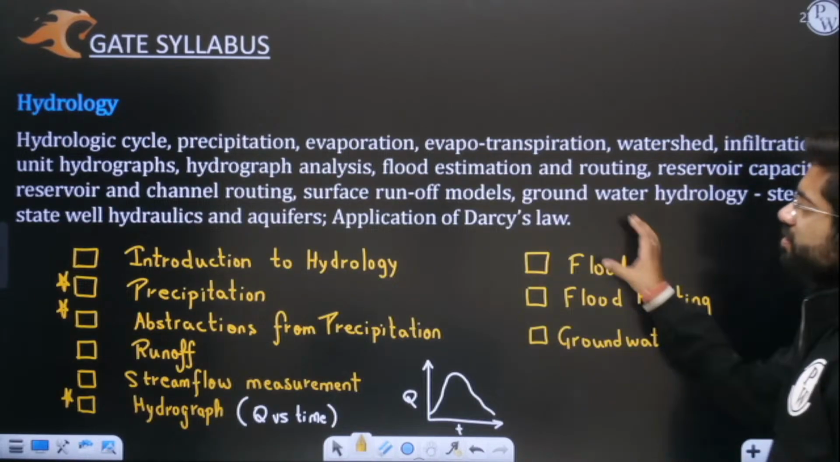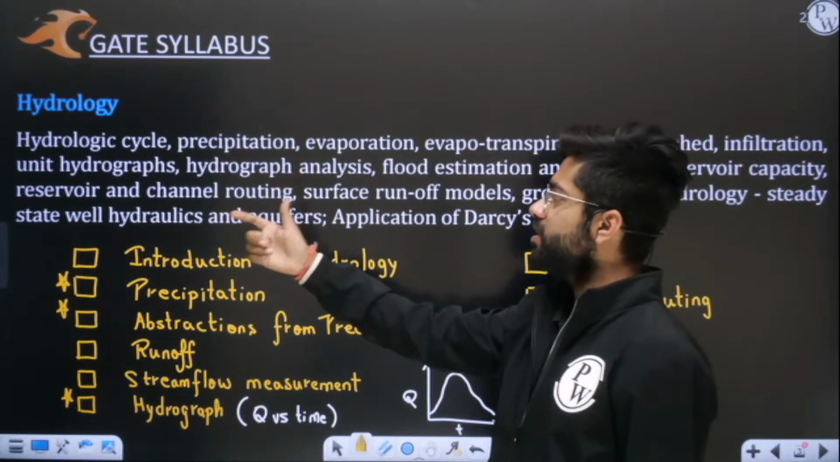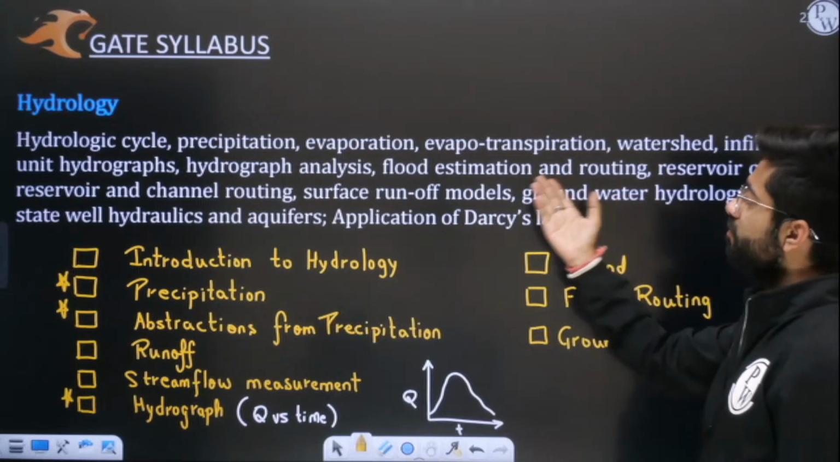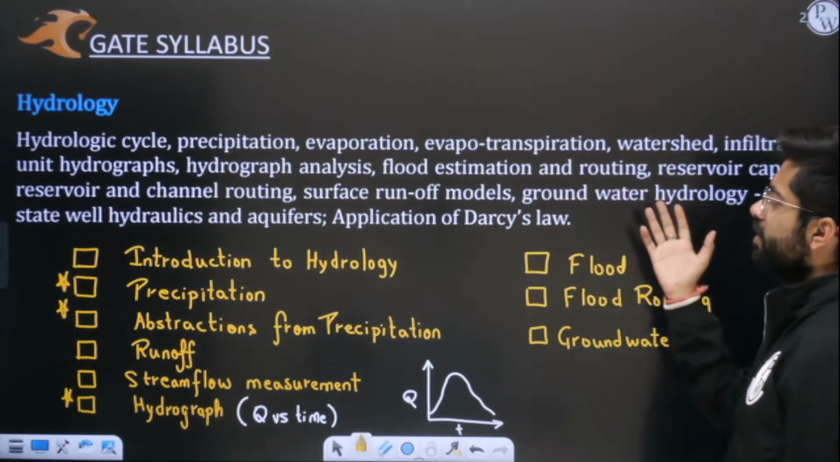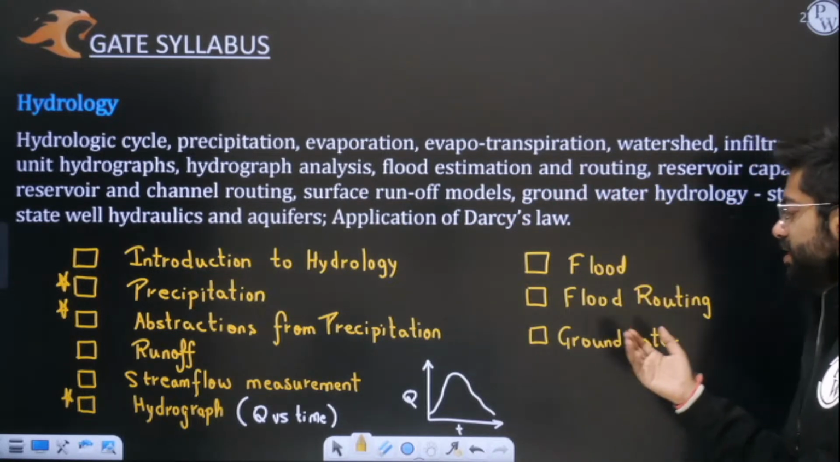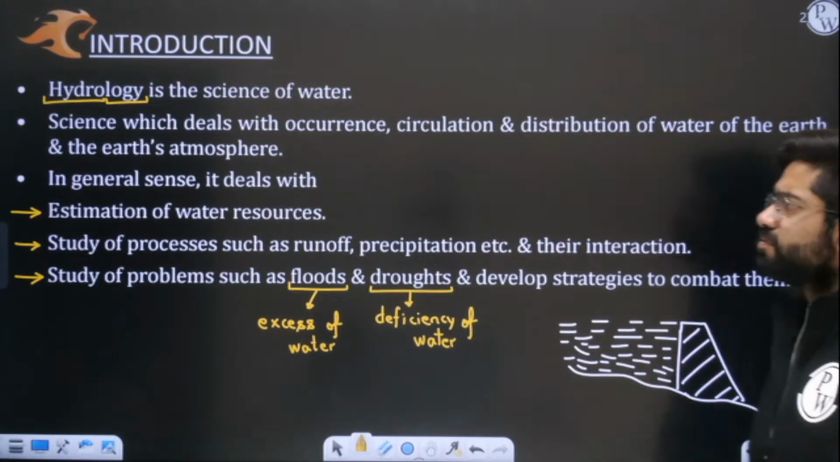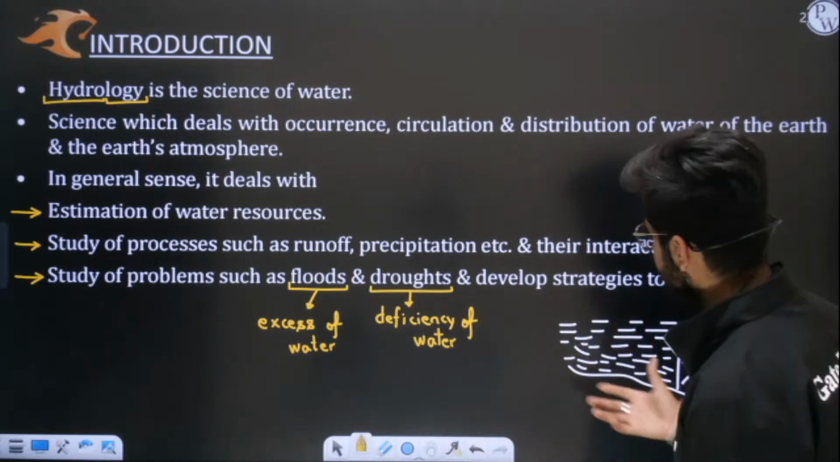Okay, see, these are your entire chapters. So: hydrological cycle, precipitation, evaporation, evapotranspiration, watershed, infiltration, unit hydrographs, flood estimation, routing, reservoir routing, and at last we have groundwater. So these are all the chapters which I have told you in the correct sequence so that it is fully clear to you. So in today's class basically we have discussed what is hydrology and why we are studying it.